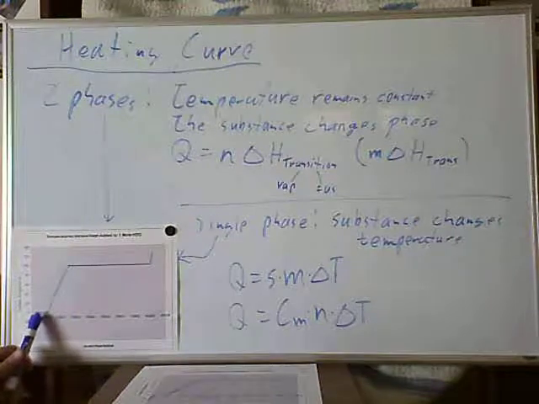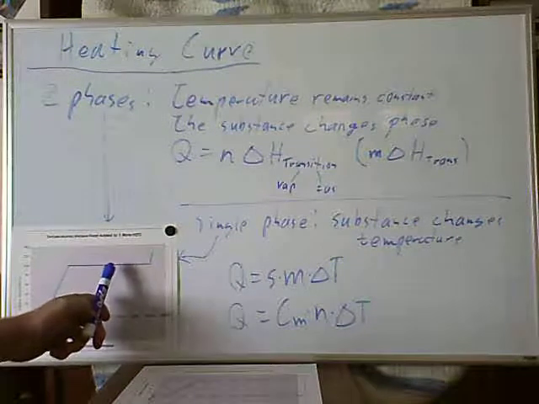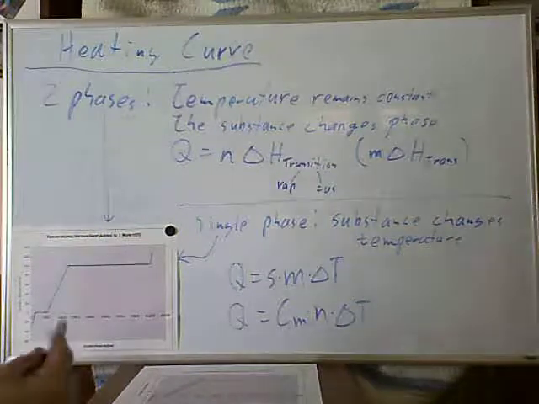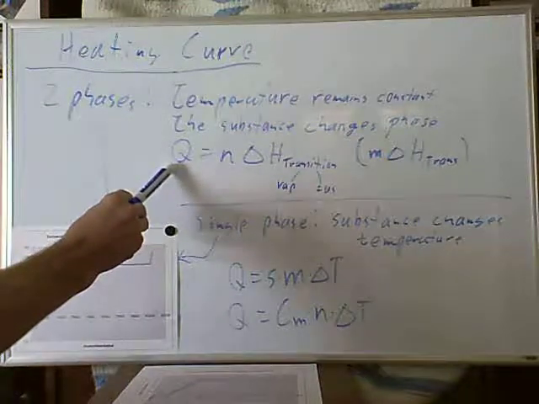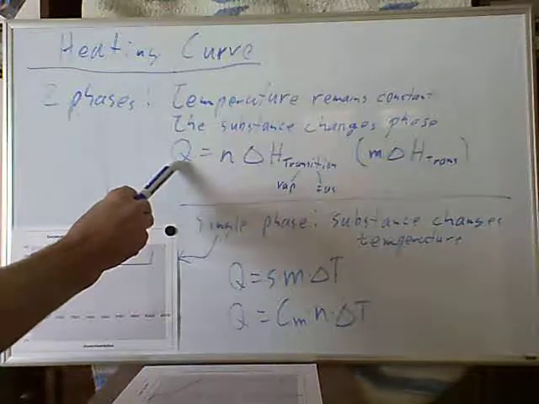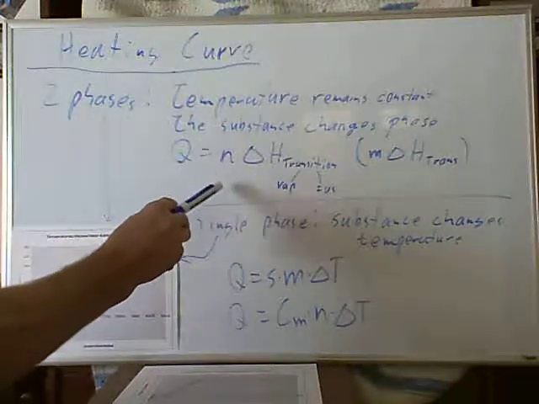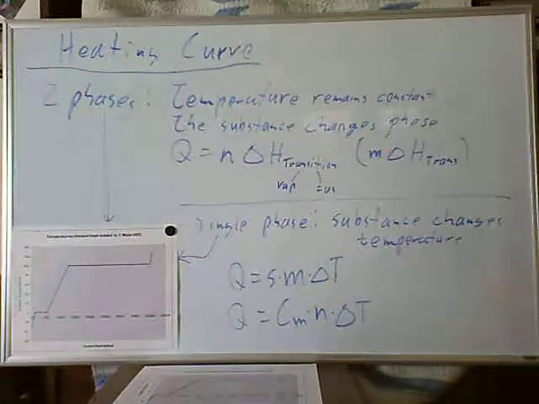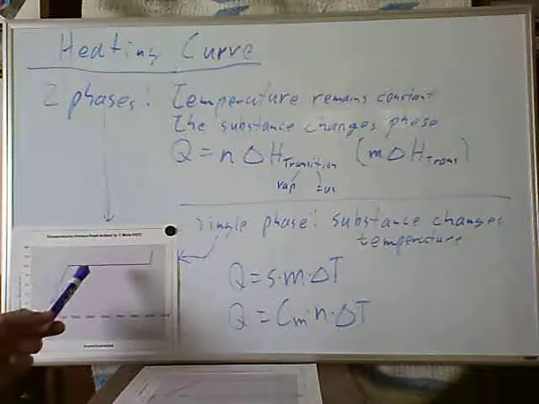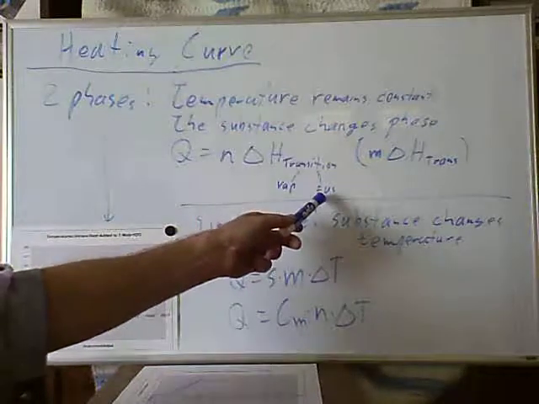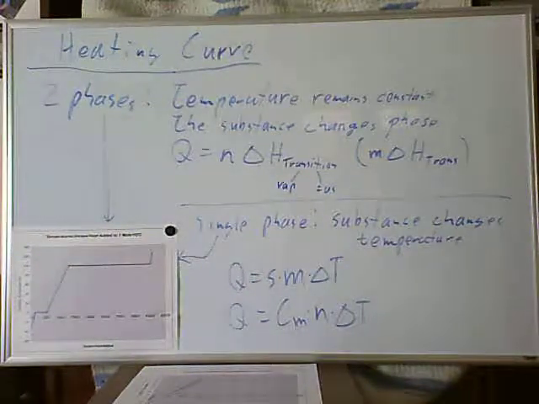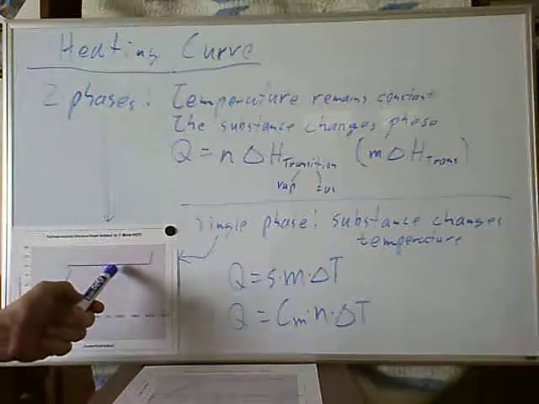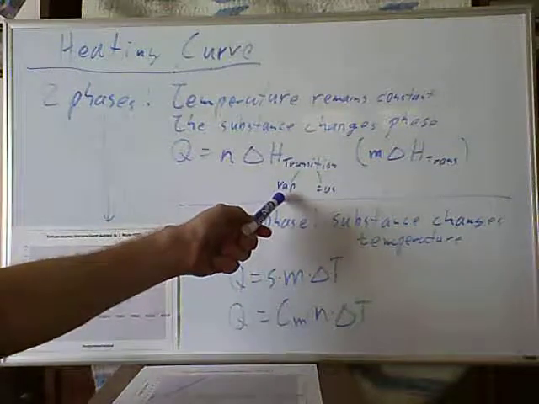The lower one is the melting of ice, and the higher one is the evaporation of water. The relationship is shown here. We have the heat is equal to moles times the enthalpy of transition. So if we're talking melting, it would be the enthalpy of fusion for melting, and that's whether we're melting or freezing. And if we're evaporating or condensing, it will be the enthalpy of vaporization.